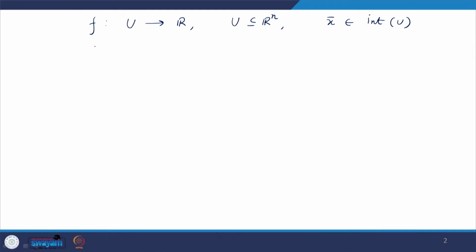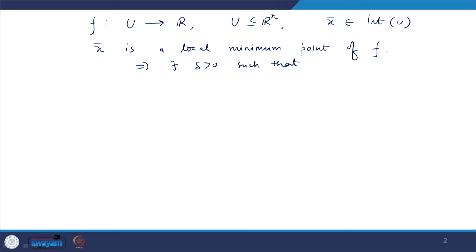It is also given to us that x bar is a local minimum point of f. Here I have taken the local minimum point; similarly we can show it for a local maximum point also. If it is a point of local minimum of f for our unconstrained optimization problem, then it means that there will exist some delta greater than 0 such that f(x bar) is less than or equal to f(x) for every x belonging to the delta neighborhood of x bar.